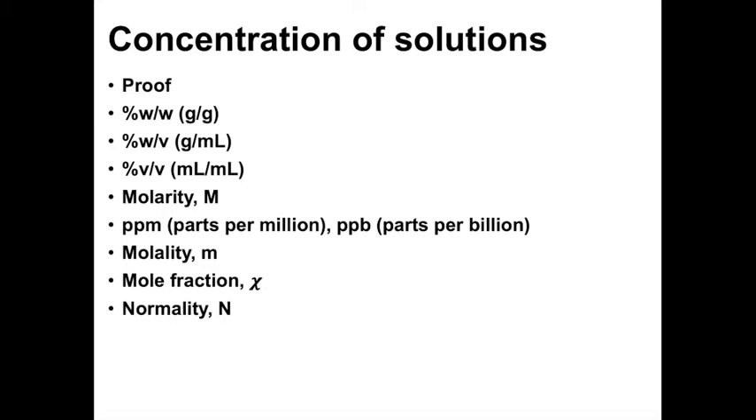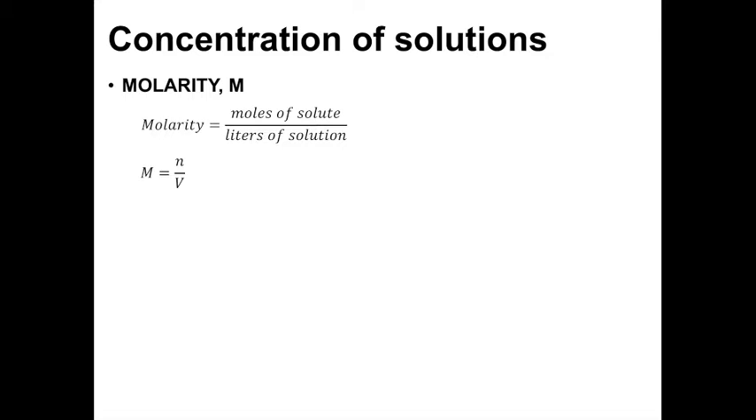If you've heard news about water contamination, for example, of heavy metals, they actually express the concentration of heavy metals in water in terms of parts per million or parts per billion. We also have molality, mole fraction, and normality. Most of these terms you're not familiar with, but don't worry, we will just focus on molarity. By definition, molarity, symbolized by capital M, is just the moles of solute per liters of solution. So in symbols, we have M equals n over V.